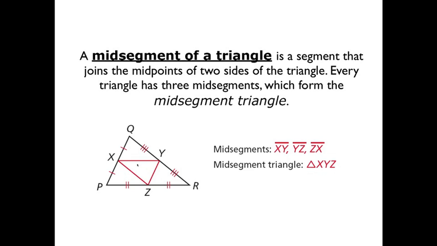So, if I take side QP over here, the midpoint here is at X. If I also take side QR, the other midpoint for QR is at Y. And if I connect X and Y here, I've created a midsegment. Well, obviously there's two other midsegments. There's midsegment XZ and midsegment YZ.